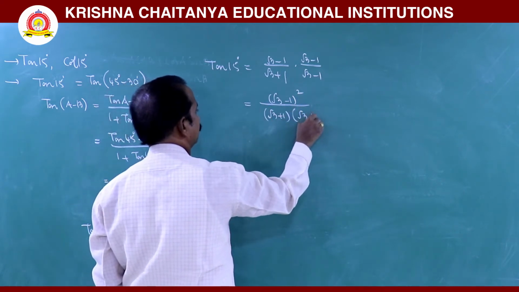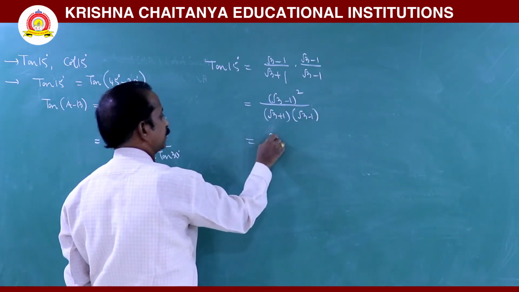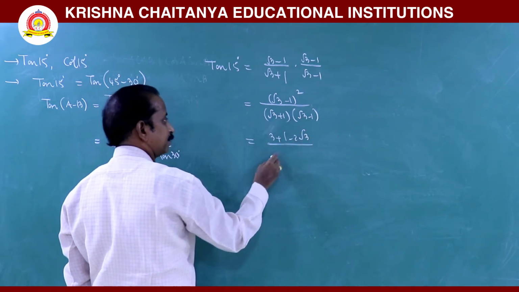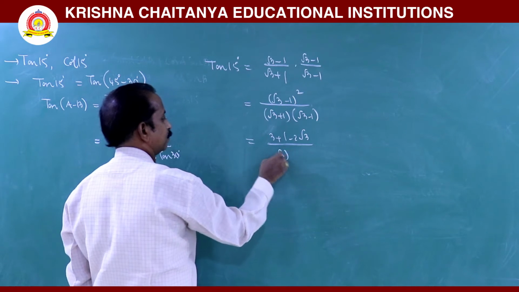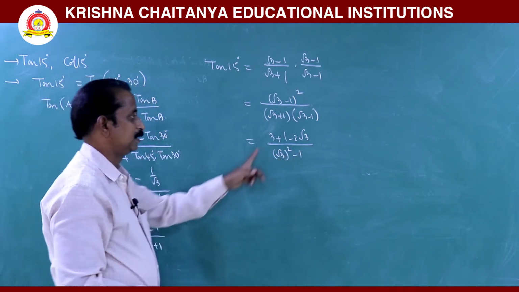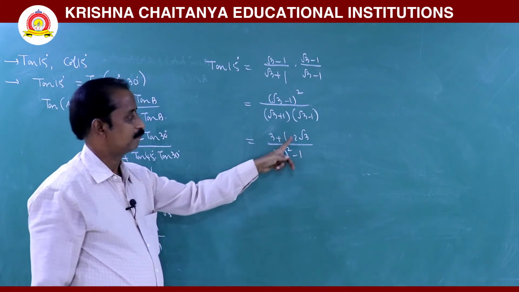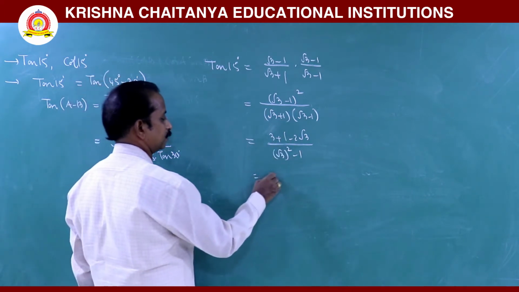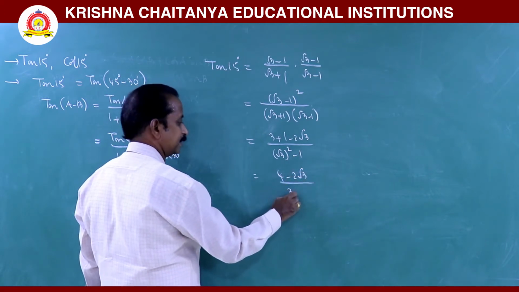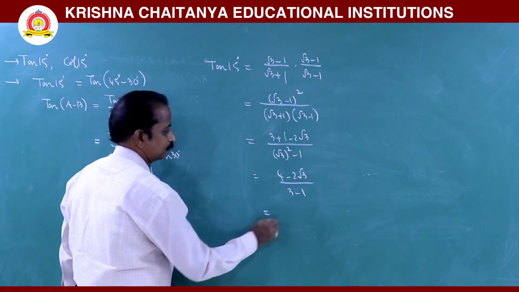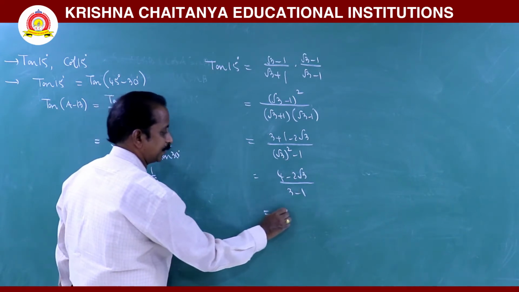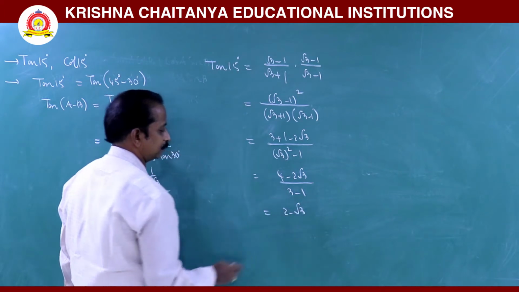(a minus b) whole square is nothing but a square plus b square minus 2ab, divided by (root 3 whole square minus 1 square). 3 plus 1 is 4, so 4 minus 2 root 3 divided by 3 minus 1. 3 minus 1 is 2, the 2 is common and gets cancelled, giving 2 minus root 3.